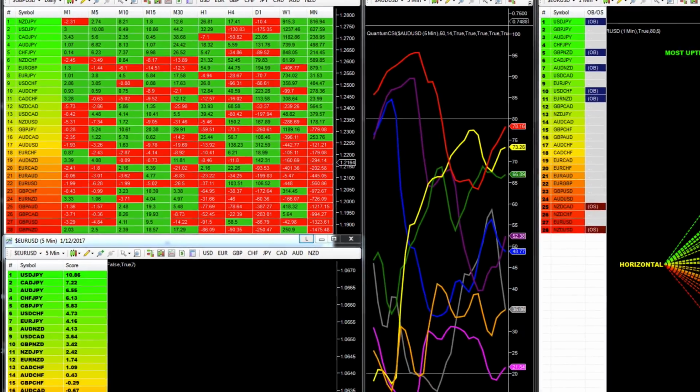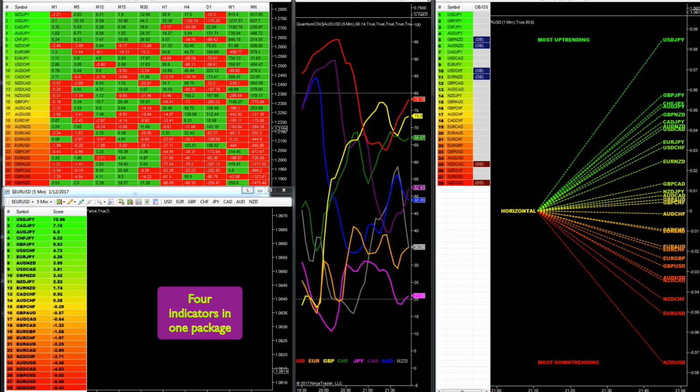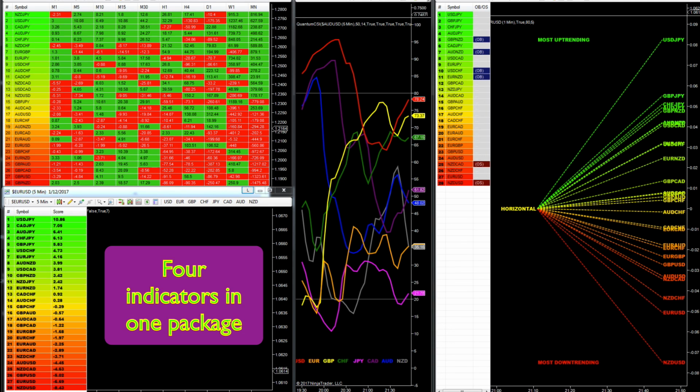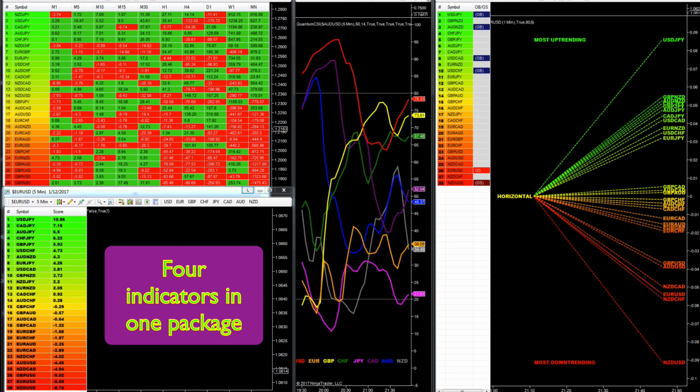Together with the currency strength indicator, the currency matrix, and the currency array, these 4 indicators combine to deliver a complete, unique, and all-encompassing approach to the complex world of trading forex.